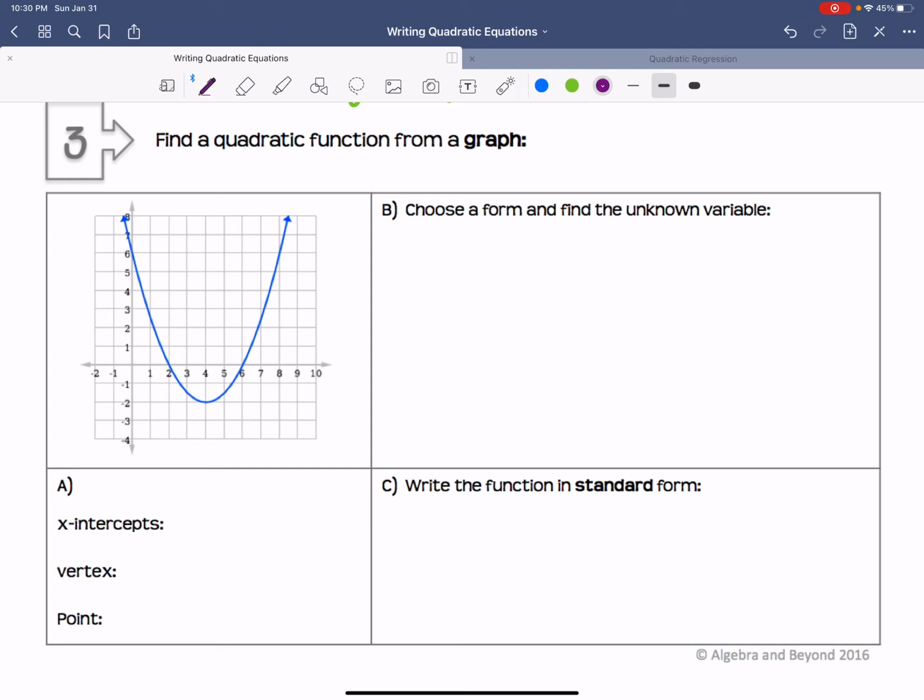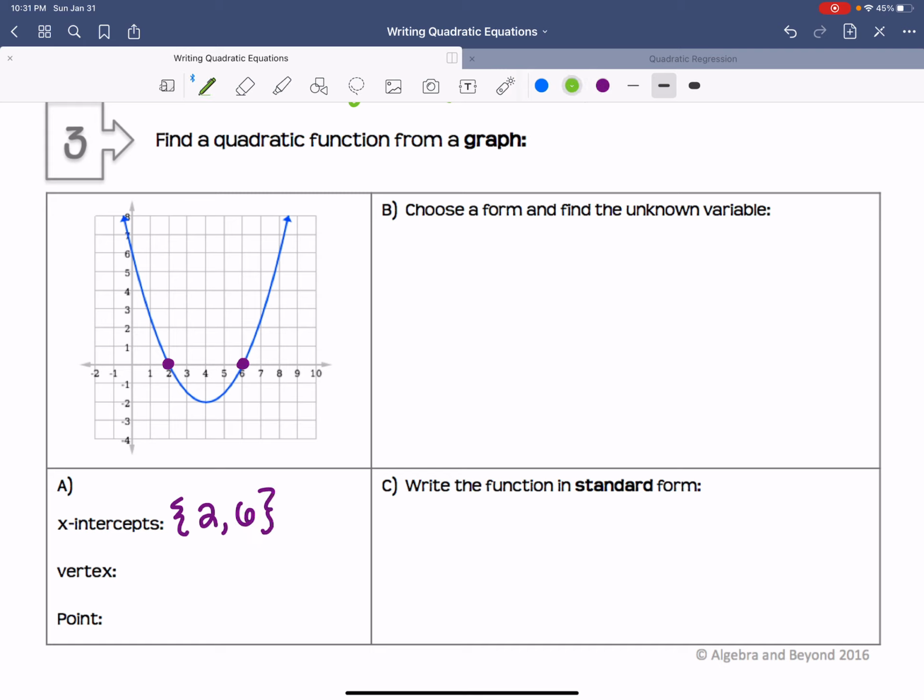In this example, we have a graph that's given to us, so we can pick any of the points that we want to use. So in part A, we're going to identify the intercepts, the vertex, and a point. So I'm going to start with the x-intercepts. So our x-intercepts are at 2 and 6.